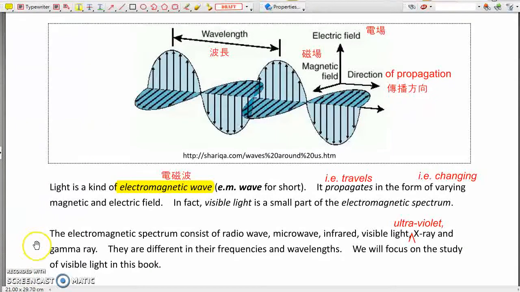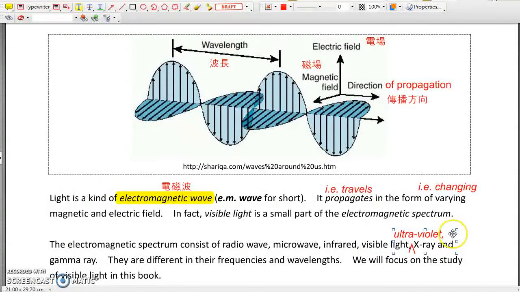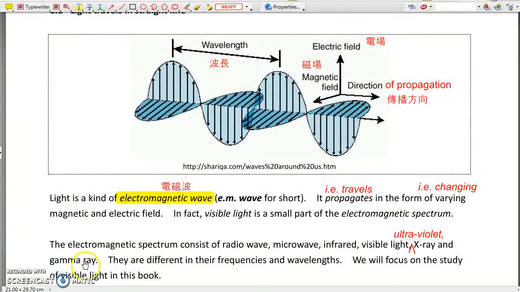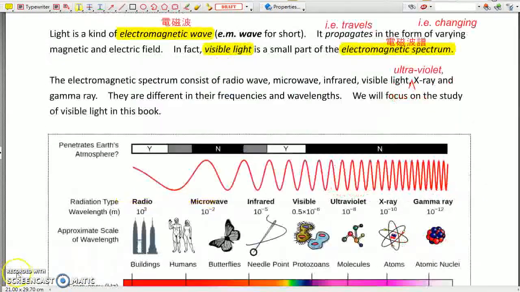There are 7 different kinds of electromagnetic waves. They are radio wave, microwave, infrared, visible light, ultraviolet, X-rays, and gamma rays. Different kinds of waves differ in their frequencies and wavelengths, and visible light is just a small part of this big family, the so-called electromagnetic spectrum.